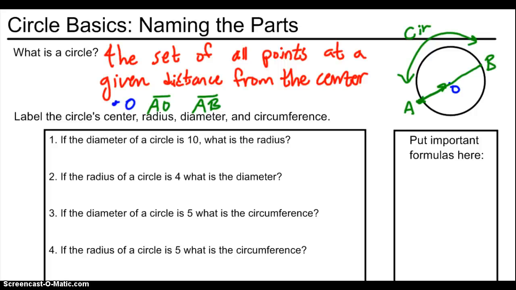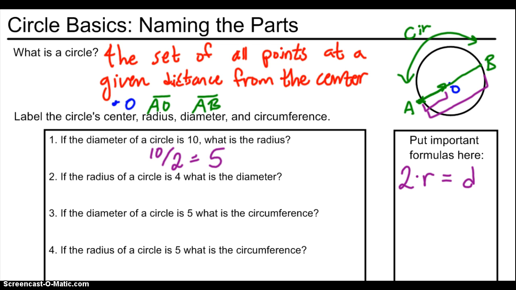Before we begin, we should remember some basic formulas. So first thing we need to remember is that the radius is half the size of the diameter, or that 2 radii equal 1 diameter. So we can write down 2 times the radius equals the diameter. With that, let's try 1 and 2. If the diameter of a circle is 10, what is the radius? Well, the radius is half of the diameter, so the radius is 5. 10 divided by 2 is 5.